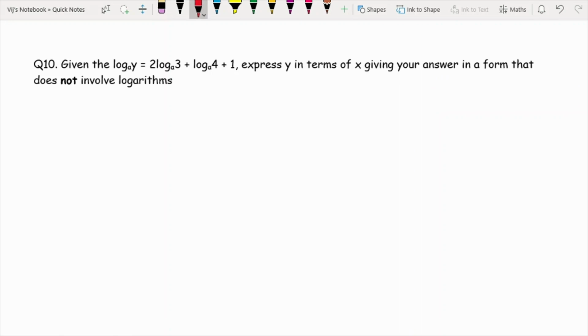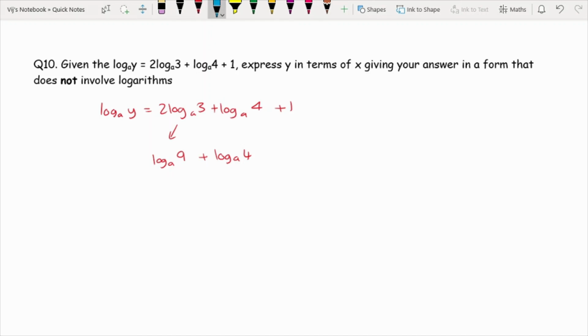And so let's have a look at this question. So here what we've got is log_a y equals 2 log_a 3 plus log_a 4 plus 1. Now, although I can work with this as being log_a 9 plus log_a 4, now the sneaky thing is this plus 1. In order for me to write the right hand side as a single logarithm, everything's got to be written as a log.